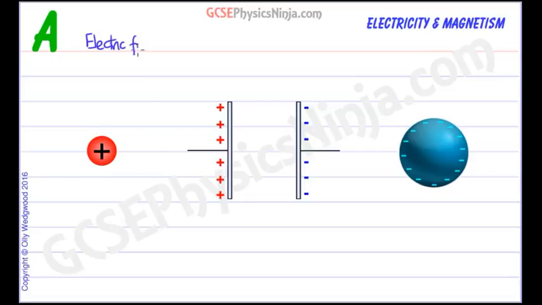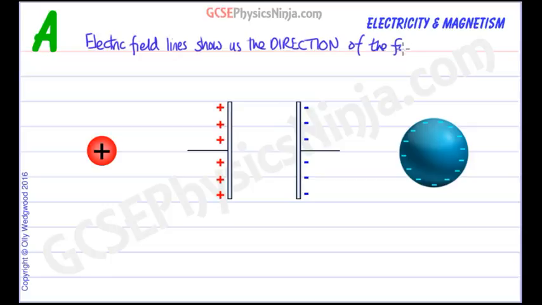electric field lines show us the direction of the force on a small positive charge. And that's the convention that we use in physics to show us the electric field lines.